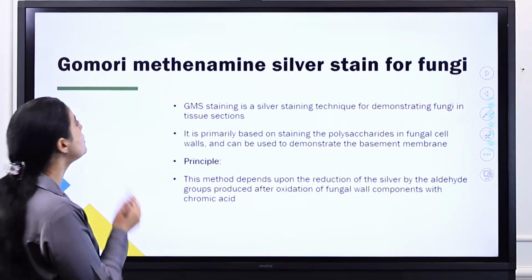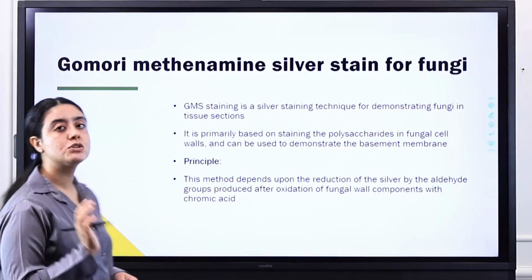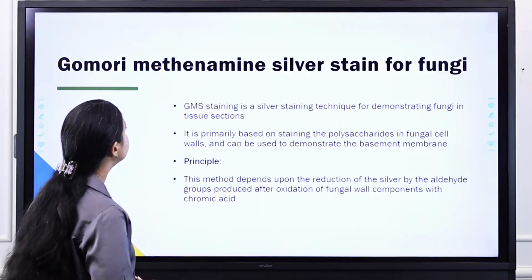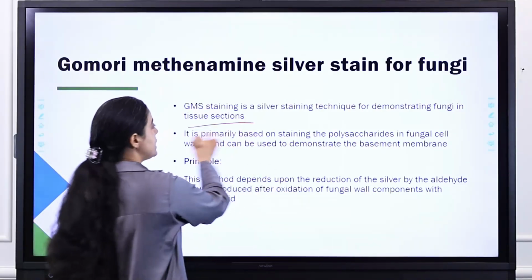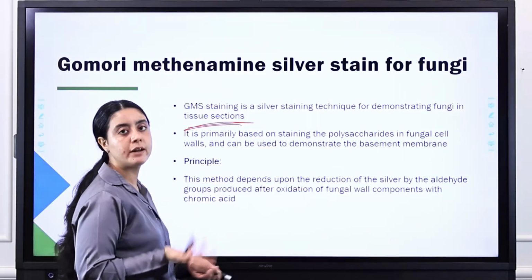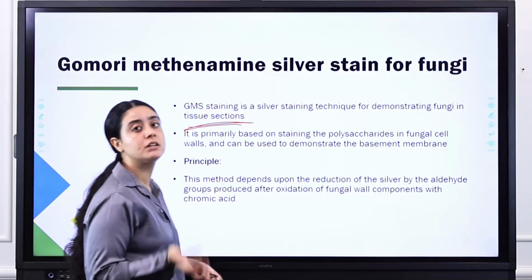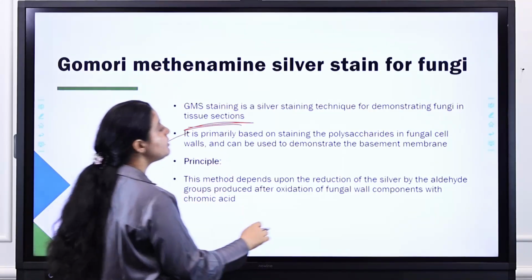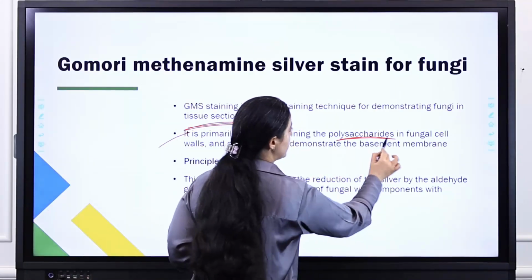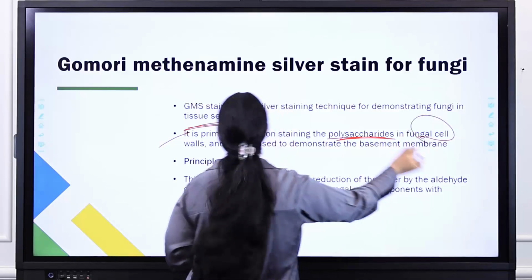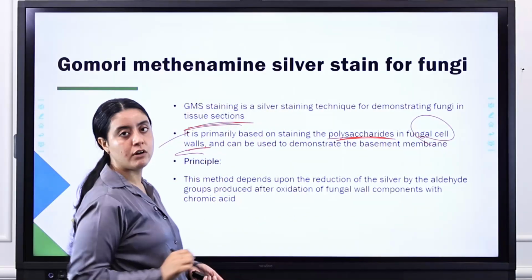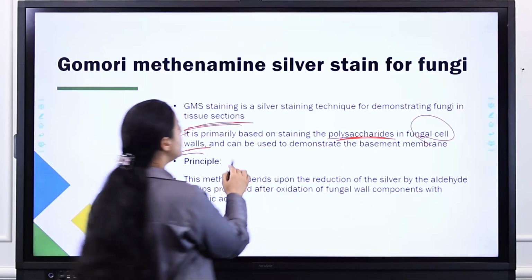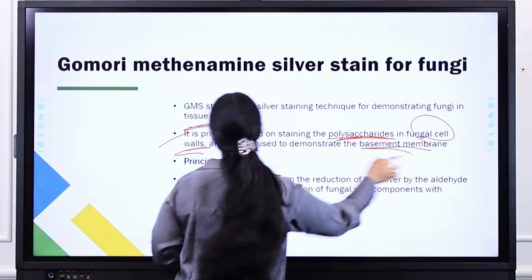Okay, now the Gomori methenamine stain is used basically for fungus in the tissue sections. Fungus and other microorganisms, bacteria, can be present in the tissues also, so for that we use this. It is primarily based on the staining of polysaccharides present in the fungal cell walls, and it can also be used to demonstrate the basement membrane.